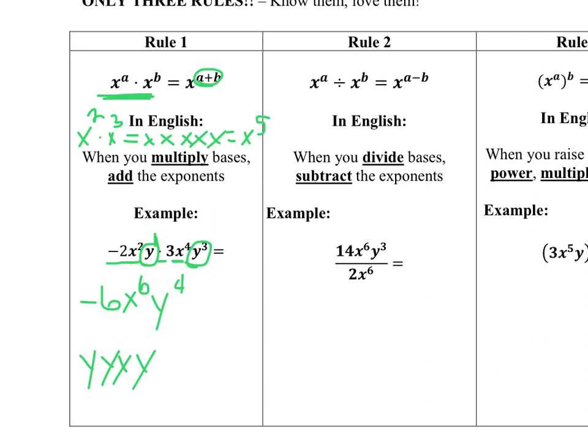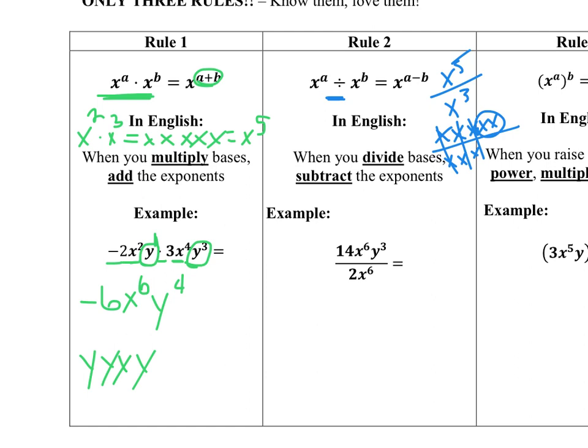When you divide, you subtract the exponents. And that's because if we have x to the 5th over x to the 3rd, that's like 1, 2, 3, 4, 5 over 1, 2, 3. They cancel out, and we're just left with 2 on the top. So 5 minus 3 is 2.